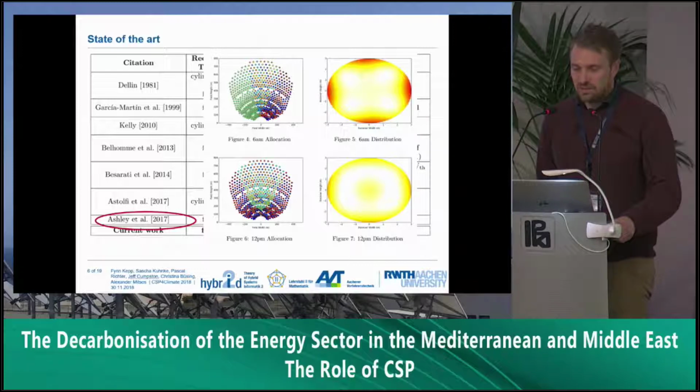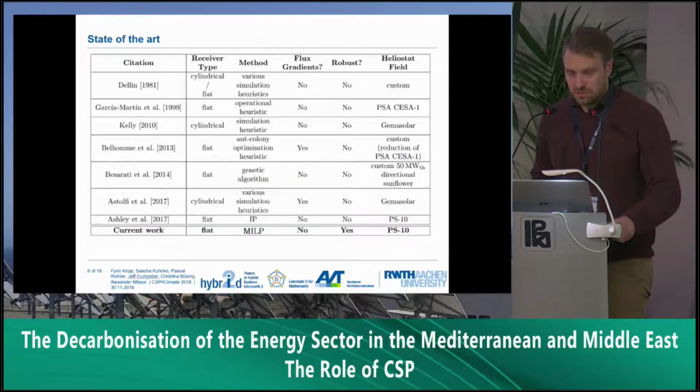Now, Ashley didn't perform a robust optimization, which is the topic of this presentation. And as you can see, the current work is the first in the reviewed literature to implement a robustness approach in order to ensure a good flux distribution that honours the limits of the receiver.